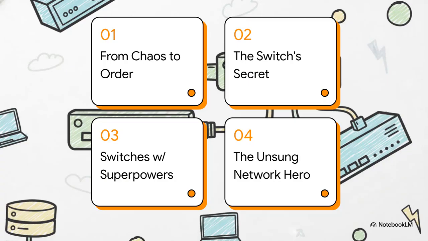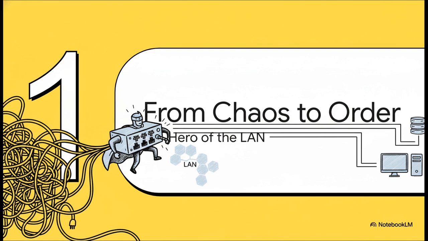So here's our game plan for this journey. First, we'll see how we went from network chaos to perfect order. Then, we're going to uncover the secret sauce that makes a switch so smart. After that, we'll check out some switches that have some serious superpowers. And finally, we'll wrap it all up and celebrate why this device is truly the unsung hero of any network. All right, let's dive right into part 1, from chaos to order.